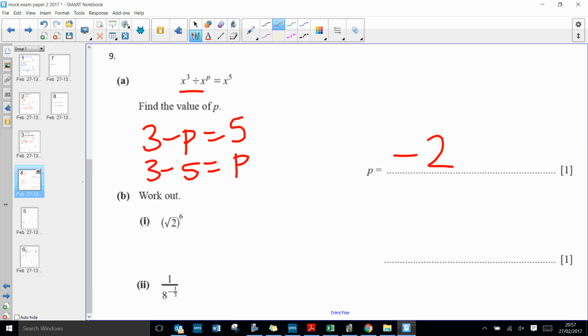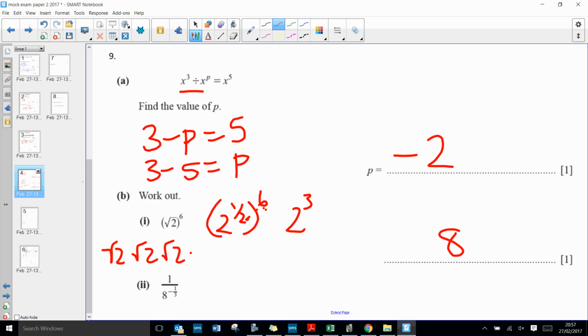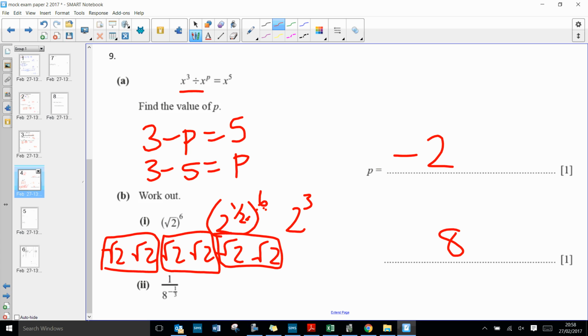So work out the square root of 2 to the power 6. Different ways of doing this. Probably the easiest way is the square root of 2 is 2 to the power half. We know that when we have powers outside a bracket, we multiply them, so that's 2 cubed, which is 8. You could have said that root 2 times root 2 six times, and we know this is 2, this is 2 and this is 2, so it gives us 2 times 2 times 2. As I said, different ways of doing them.